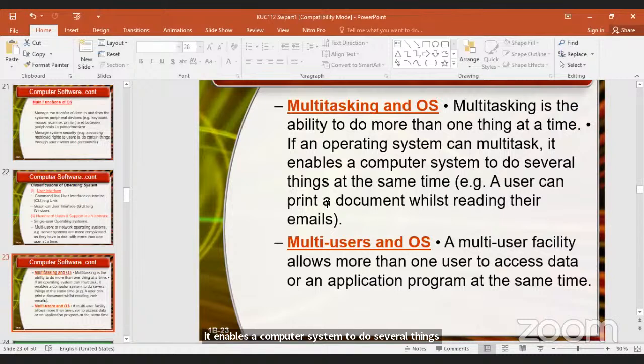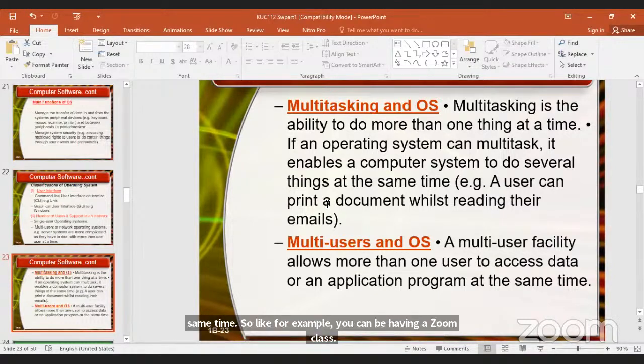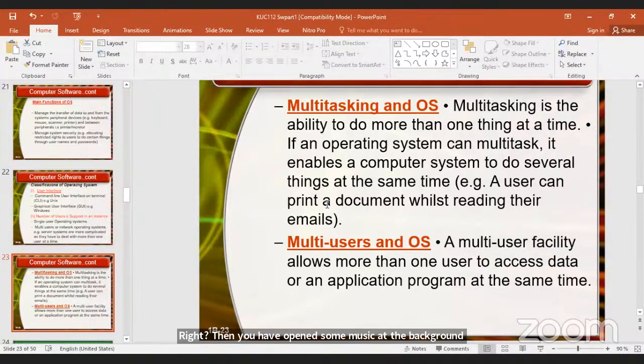For example, you can be having a Zoom class, then you have opened some music in the background using your phone, or you have also opened WhatsApp and you are chatting in the background, or you are on Telegram or maybe Instagram at the same time. This means that you are running more than one task or program at once. So this comes with what is called multitasking.